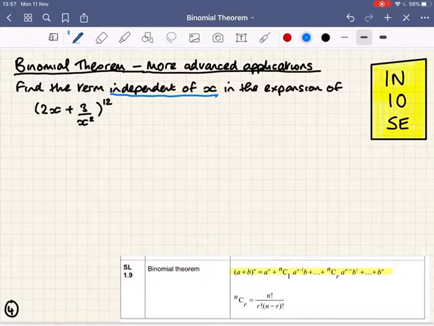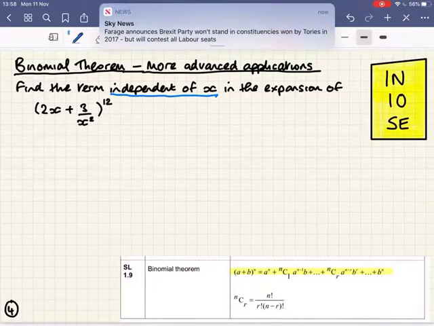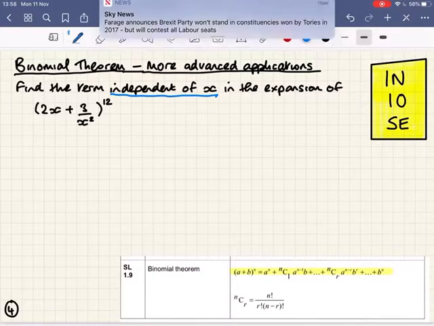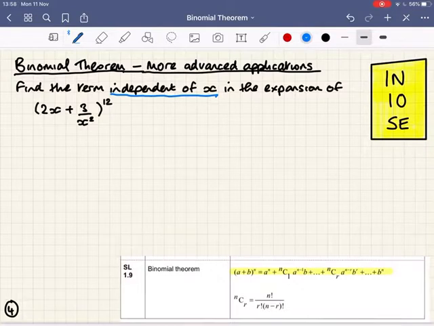But we've got x in both our values for a and b here, and this is going to start off with 2x all raised to the power of 12, and that's definitely not independent of x. Each time we're going to be raising x to a power and then dividing by x to the power of something, because I've got x on the bottom. If I had lots of time in the exam, I could expand the whole lot out and find the term that's independent of x. But we want to be really smart here and go straight there with a nice easy solution.